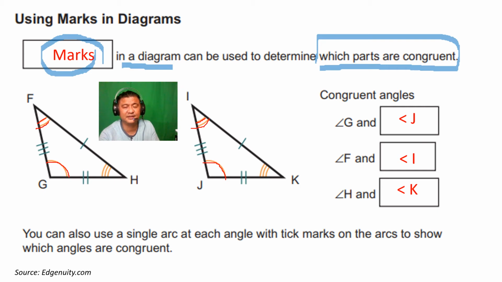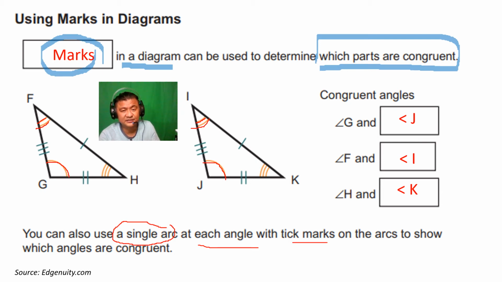All right. Now, you can also use single arcs at each angle with tick marks on the arcs to show which angles are congruent. Now, check this out. I'm not just comparing the angles, I'm also comparing the segments. Look at this.